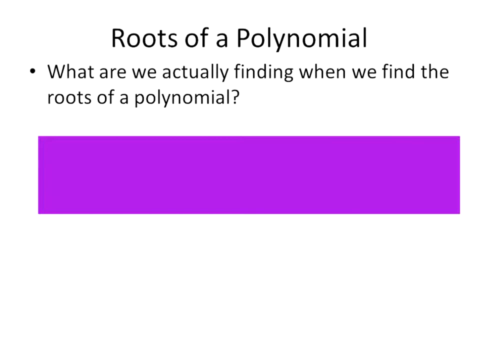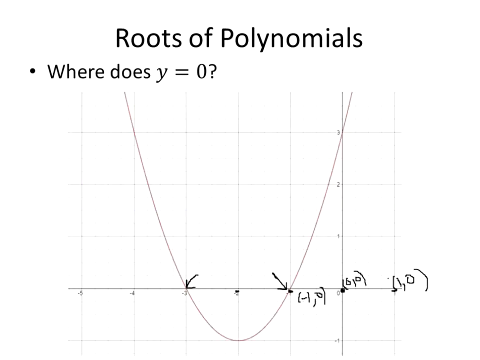Again, what are we actually finding when we find the roots of a polynomial? The points we just looked at, right here and here, are called the roots of the polynomial, in this case, the quadratic. I forgot to point that out. So what are we actually looking for when we're finding the roots of a polynomial? The place where y is 0, which is on the x-axis.